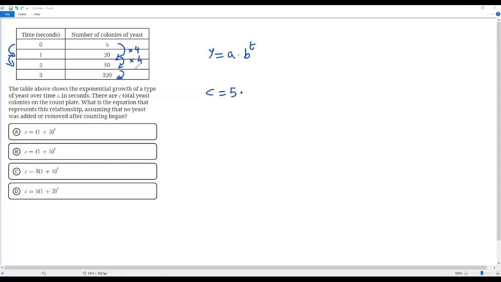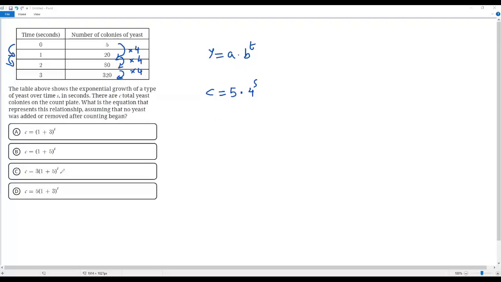So for every second increase in time, the number of colonies of yeast on the plate increases by a constant ratio of 4. So the growth factor is 4. So that's the value of b. We can plug in 4 for b. Here we have used the letter t for time, but according to the question, we have the letter s for time, that is in seconds. So we can replace this t by s. So this is the equation we get for the given scenario of exponential growth.